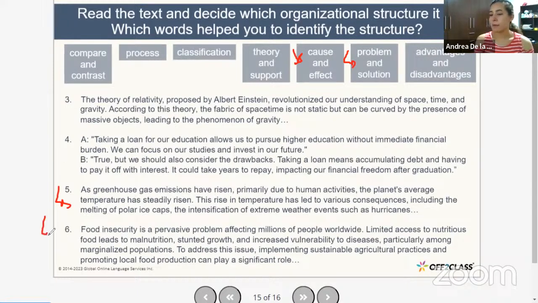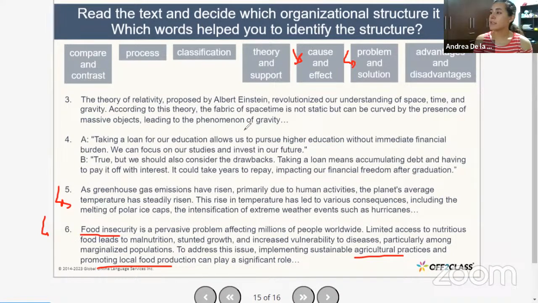Problem and solution, maybe we have number 6, because food insecurity is a pervasive problem affecting millions of people worldwide. Limited access to nutritious food leads to malnutrition, stunted growth, and increased vulnerability to diseases, particularly among marginalized populations. To address this issue, implementing sustainable agricultural practices and promoting local food production can play a significant role. So in that case, we have problem and solution, right? The problem is food insecurity, and then you have different solutions. The first one, agricultural practices. The second one, promoting local food. Problems and solutions. Maybe the problem is pollution, and you have different ways to solve that problem.